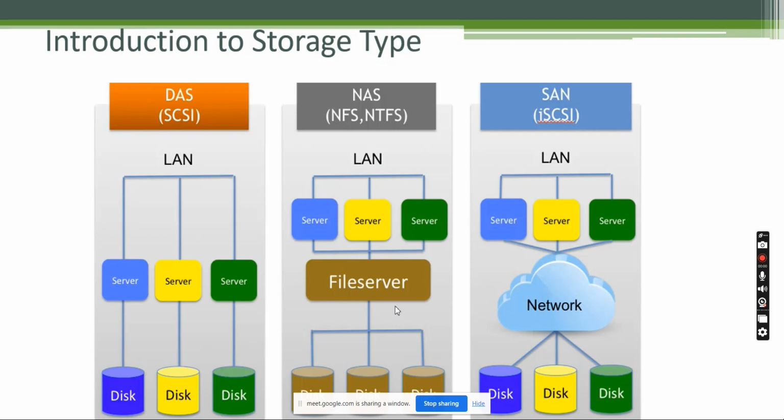NAS is like a file server. Your disks are separated, but it is connected through the Ethernet cable. The NAS is connected to your server. But SAN storage is connected via iSCSI. All servers and all storage are different. In between, you need to attach a switch, and the switch connects to the storage and to the server, and you club all the disks together and create a storage. Same like SAN storage, you are creating a container.